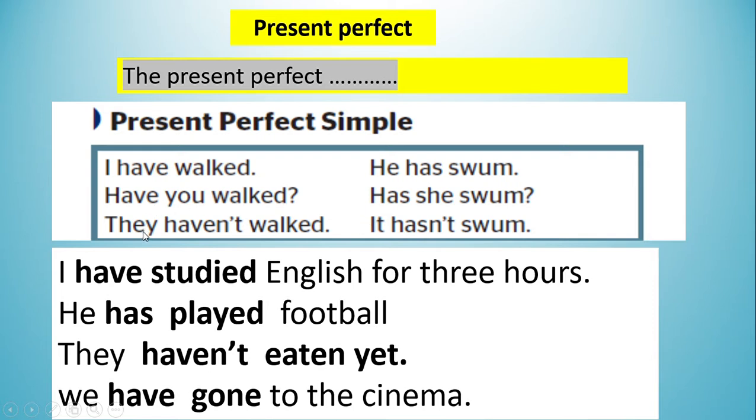What about the negative form? Put not after the verb to have. They haven't walked. It hasn't swum. I have studied English for 3 hours. He has played football. They haven't eaten yet. We have gone to the cinema.